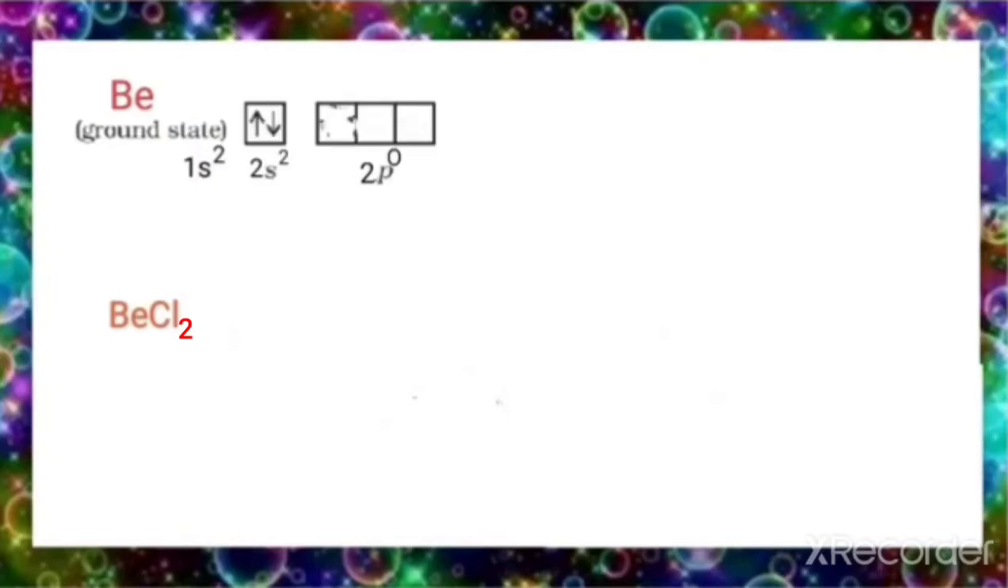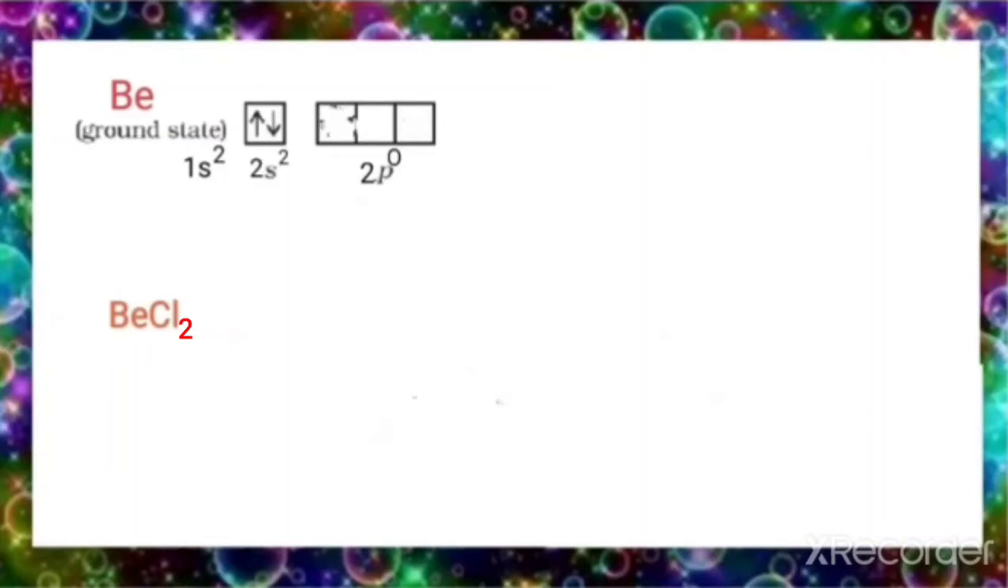While making the orbitals, a single box is made for 2s, and 3 boxes are made for 2p. There are 2 electrons in the 2s, represented here as arrows, and there is no electron in 2p. That means 2p is the vacant orbital.